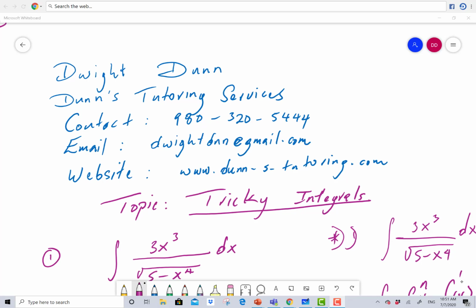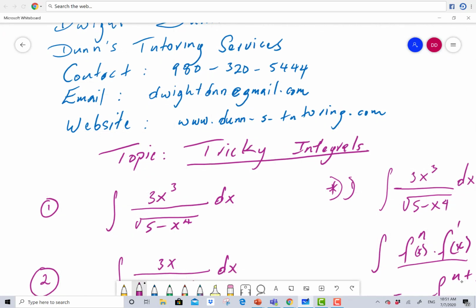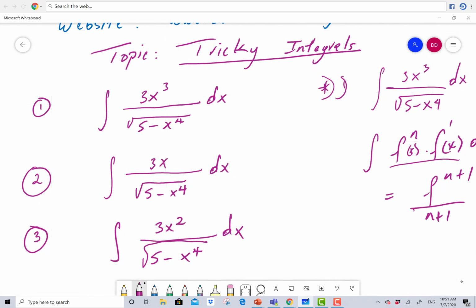I hope you're staying safe. Before I begin, I'm in this quarantine trying to stay above water and, at the same time, enjoy some of the elegance of mathematics. So let's look at these three problems.